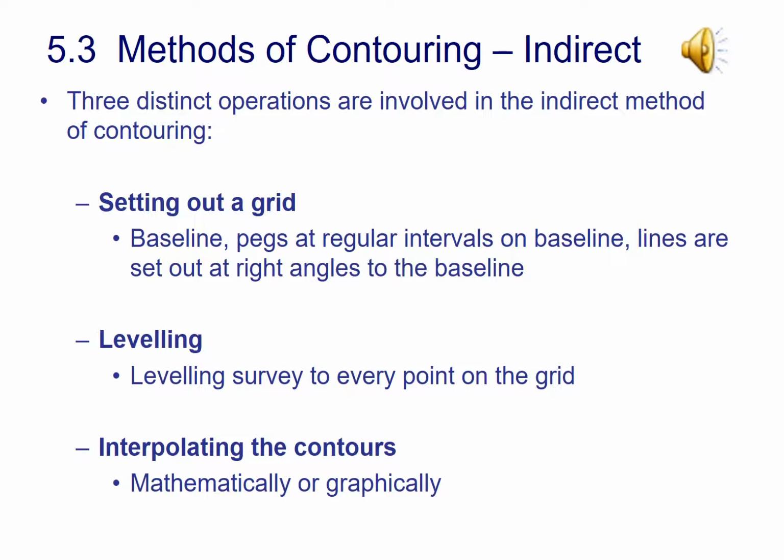These are the three different steps in the indirect method. The first is to go out on site and create a grid with a baseline and pegs at regular intervals. So remember I talked about 10 by 10 metres in our particular scenario. Then you have to do a levelling survey and get the spot level of every one of those intersections. And finally, when you get back to the office, interpolate the contours, and you can do that either mathematically or graphically, and I'm going to show you both of those.